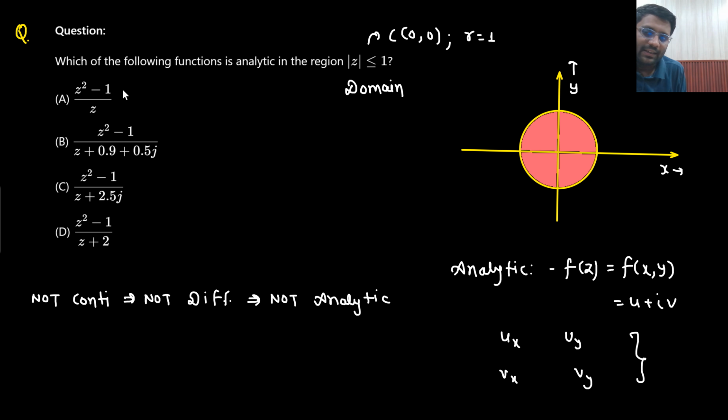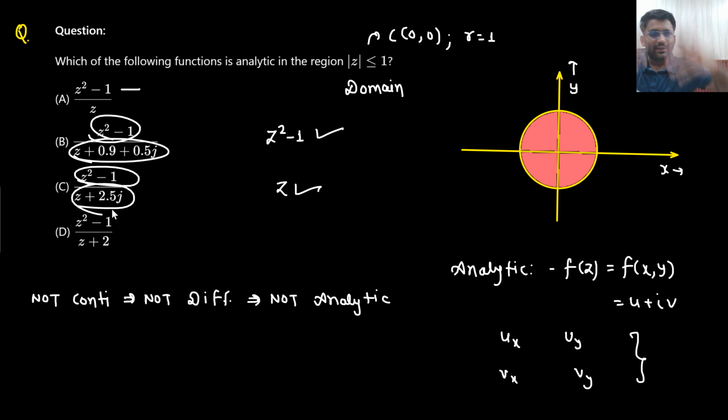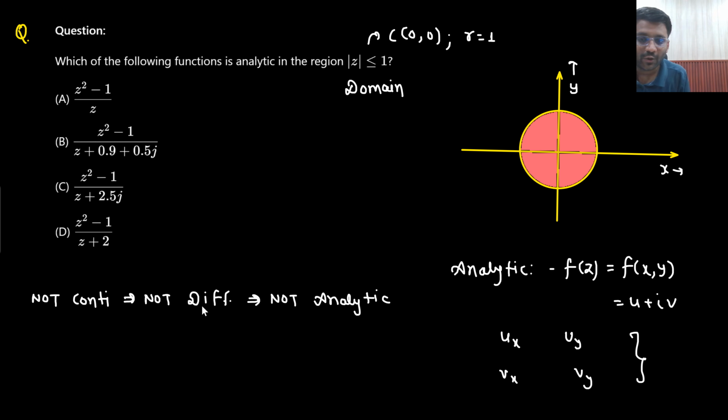Because if you talk separately, like if you just talk about z square minus 1, is it an entire function? Yes, sir. Z, is it an entire function? Yes. Because all these are polynomials, no? So separately they are entire functions, that means separately they are analytic everywhere. Who will create the problem? The denominator will create the problem.